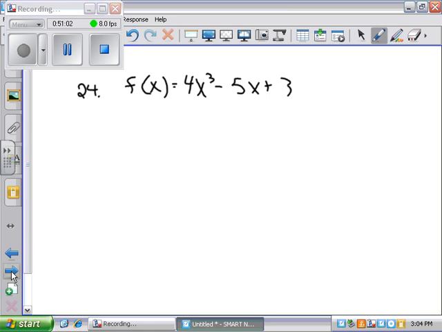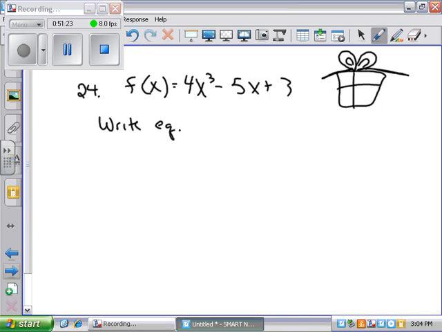You've got a function. Which of the following is an equation of the tangent line where x equals -1? Equation of the tangent line. Let's just put a bow on this because this is a present. They're asking us to write the equation of a tangent line. We love this question. We know it's going to be there.